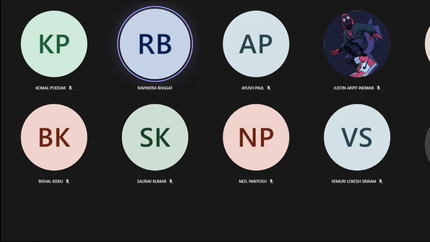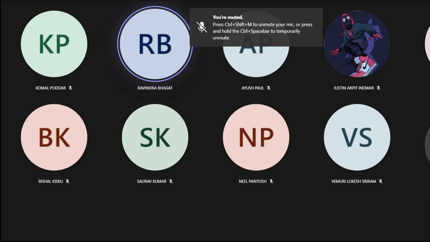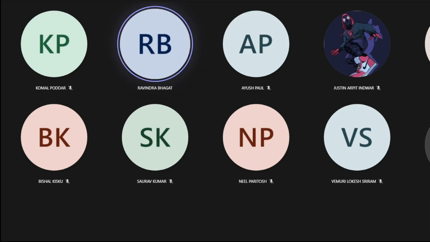So earlier, when UP and Uttaranchal were the same state, that time the total strength was 85. But after the separation of Uttaranchal, now there are only 5 members from Uttaranchal and 80 members from UP. When Bihar and Jharkhand were not separated, that time the total strength was 54. And now 40 members come from Bihar, 14 members come from Jharkhand.